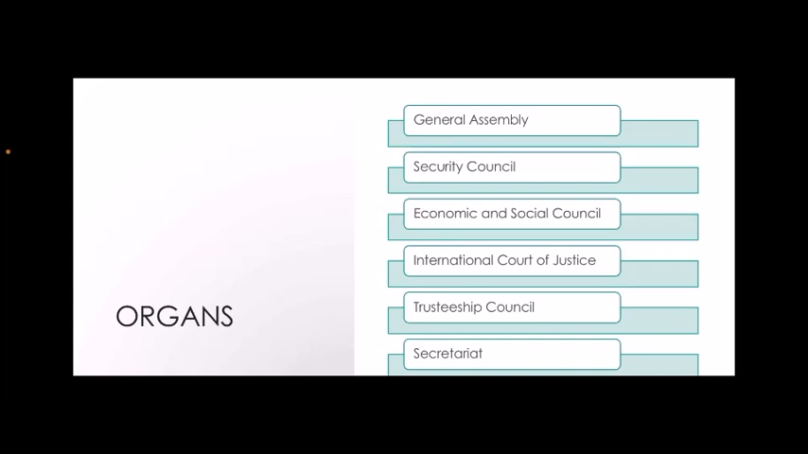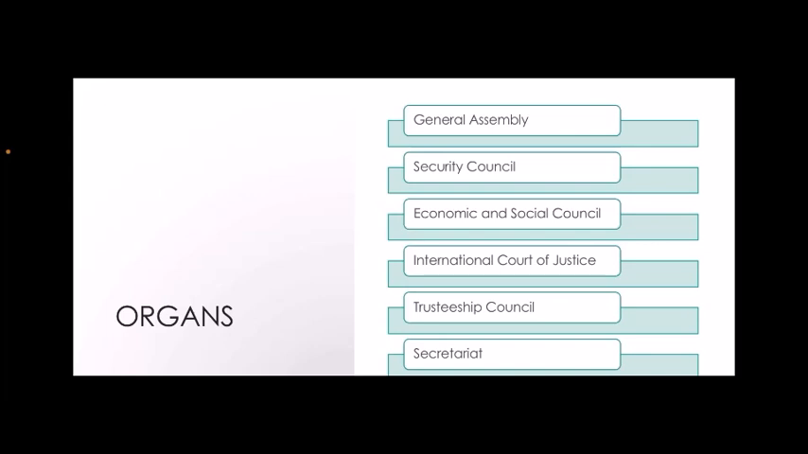Now, this organ can only pass resolutions. It does not make laws. The importance of the General Assembly is in being a platform for the representatives of member nations to come together, discuss, and make policy decisions on issues of global importance.